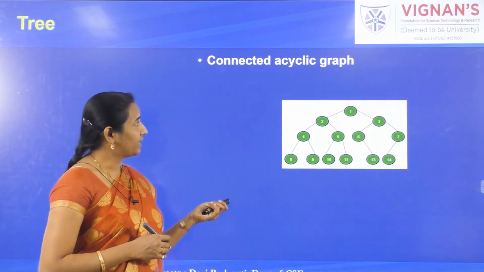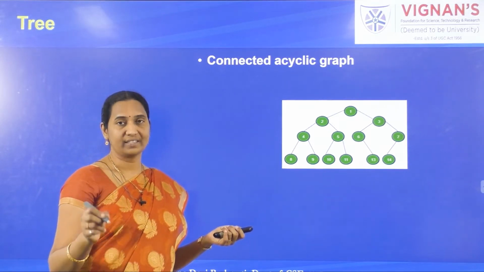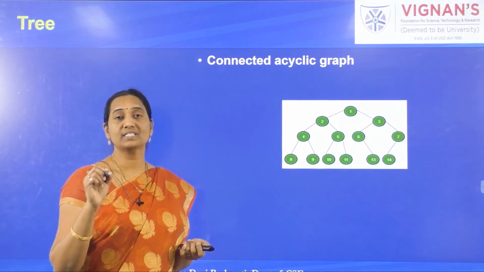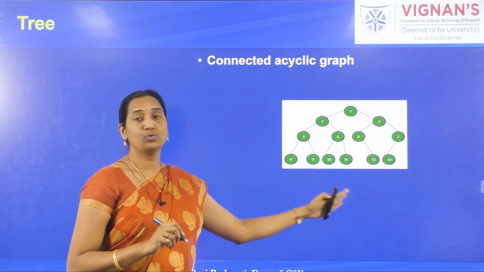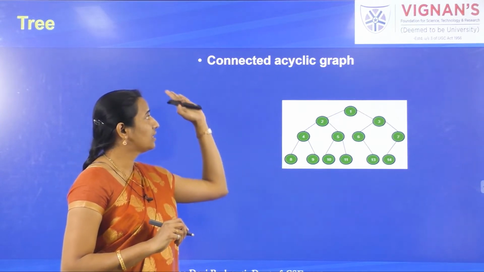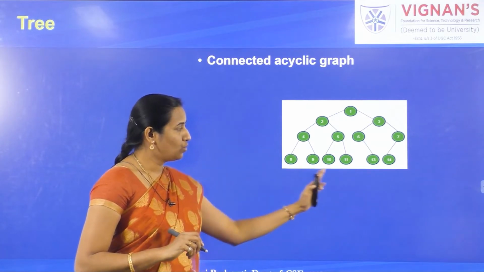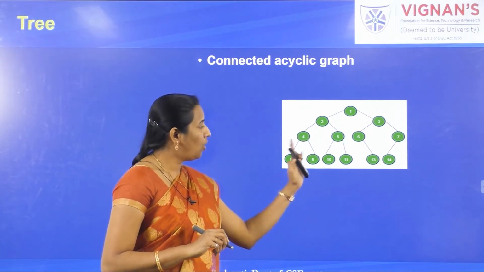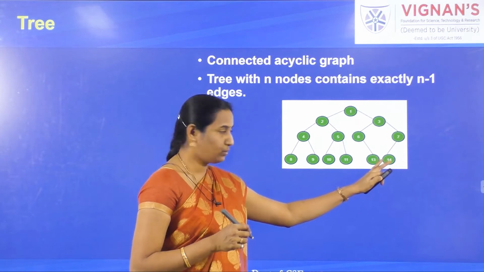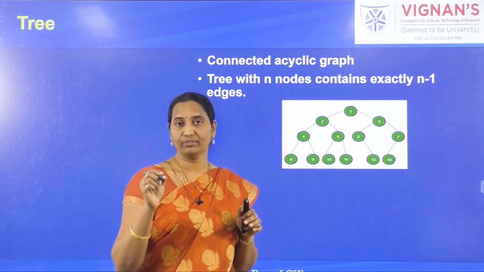A tree is a connected acyclic graph. Acyclic means the graph does not have any cycles. Connected means every node is connected; there is no isolated node in the graph. Such graphs are known as trees: connected and acyclic graphs. Consider this example where there are no cycles in the graph and all the nodes are connected. You can consider this as a tree. So basically a tree is a specific type of graph.